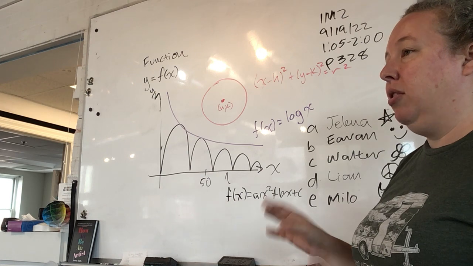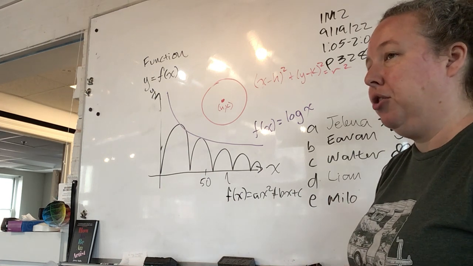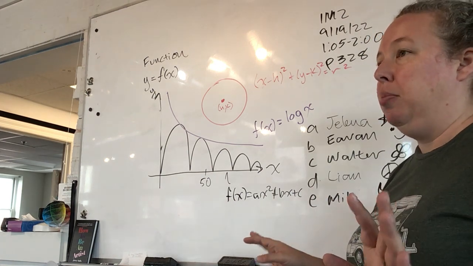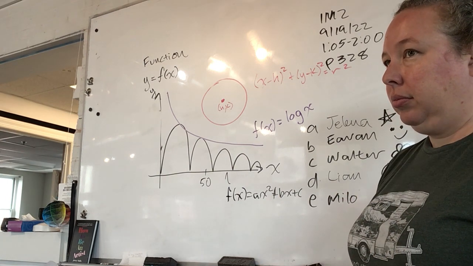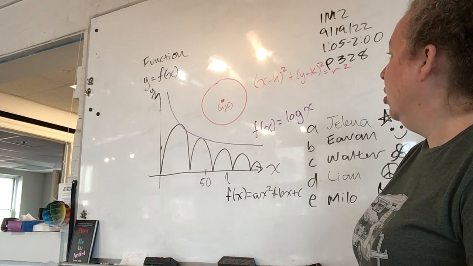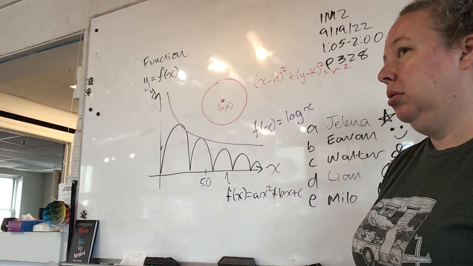Just by looking at the graph. Then once you have some answers written down, it'll take 30 seconds, and then you can compare with your neighbor. Look at the graph, not the equation. You can look at the equations too.